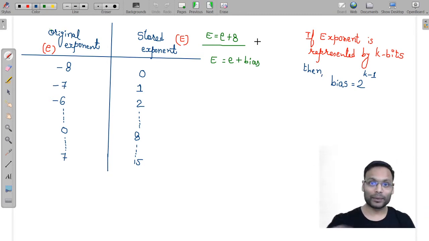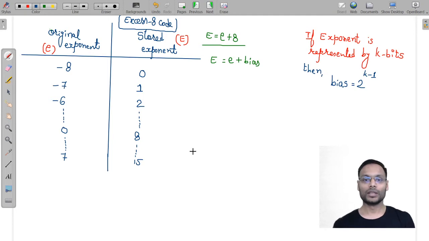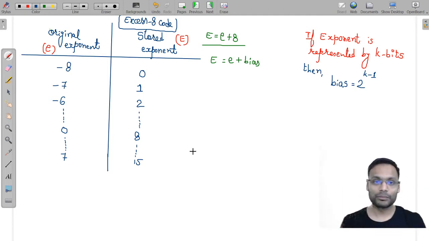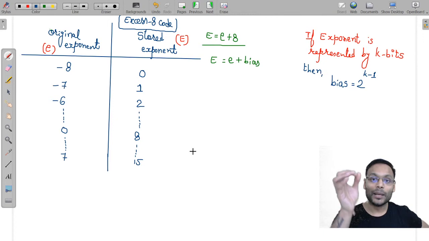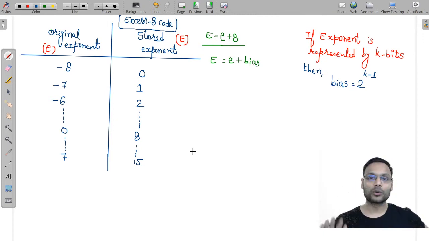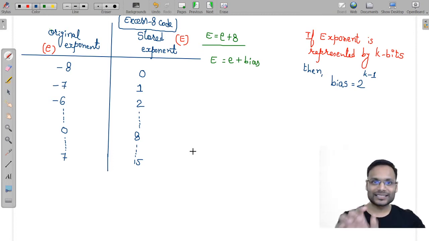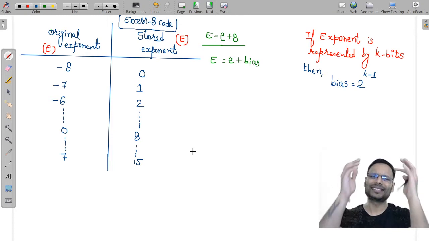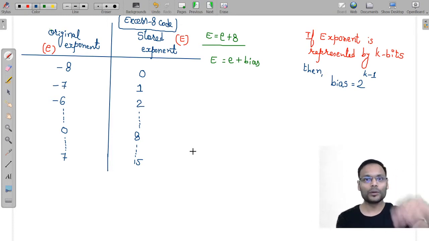Here in this example, can I say this particular stored exponent is an excess code? Yes, this is an excess 8 code. I added 8 to it and stored it. So instead of giving this information in some other way, they may give you the key: biased exponent is stored in excess 8 code or excess 32 code or excess 64 code like this. So you can understand excess 8 code is nothing but bias is 8. Excess 32 code means bias is 32. Will you understand?